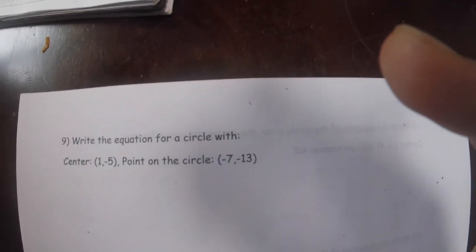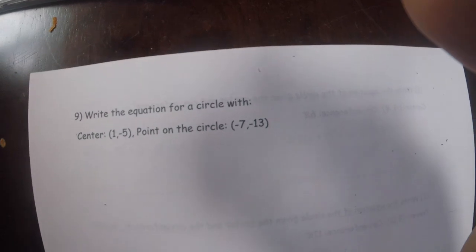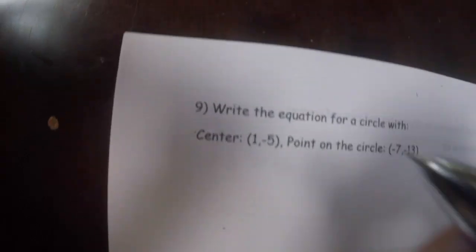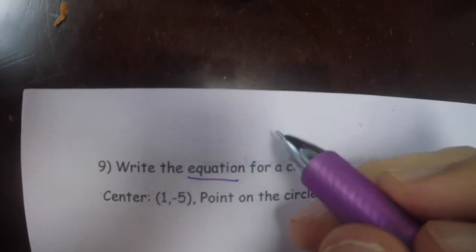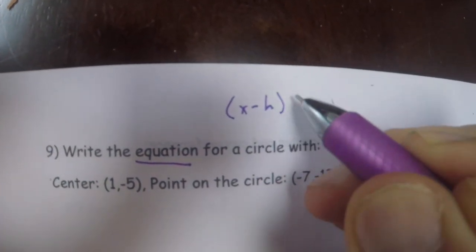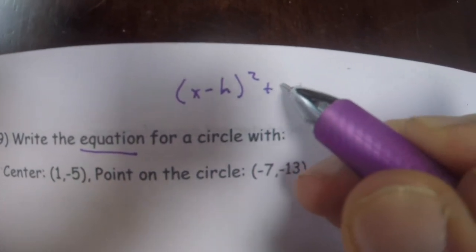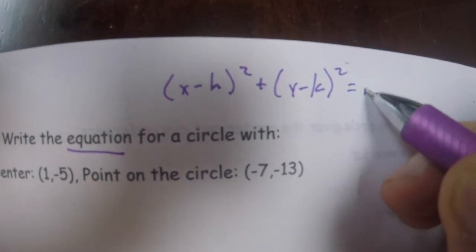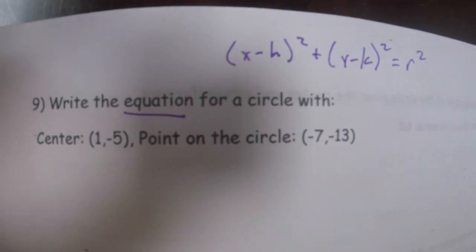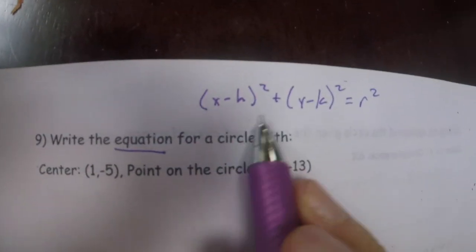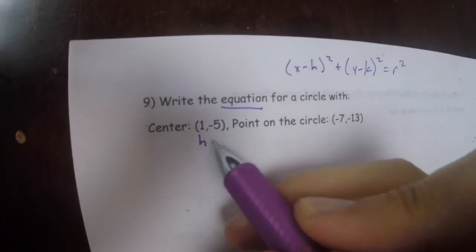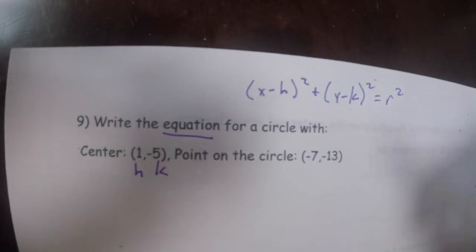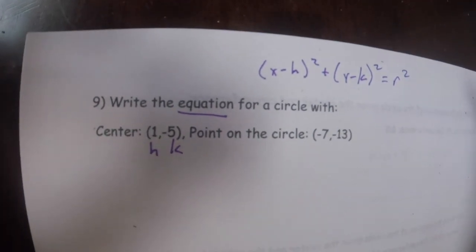Okie doke. Now we don't have graphs. Oh, snap. No graphs. What are we going to do? Well, if I need to write an equation of a circle, I'm going to keep writing it: x minus h squared plus y minus k squared equals r squared. H and k are my center, which I have in this one. And this one's giving me a point on the circle, -7 comma -13.